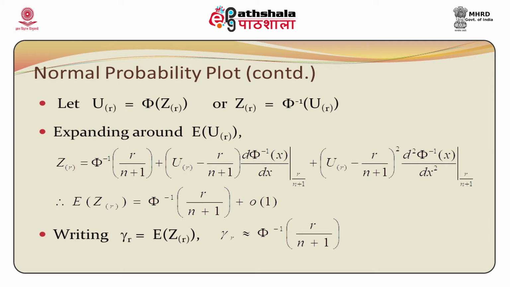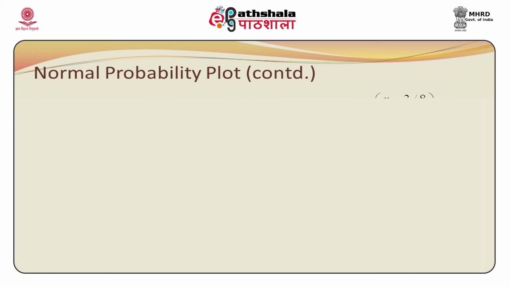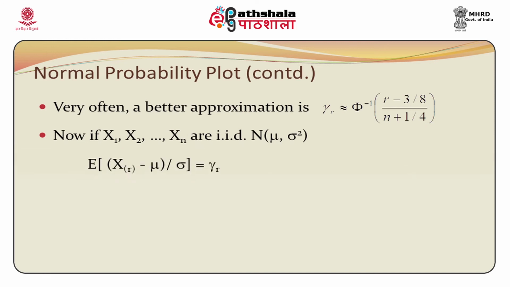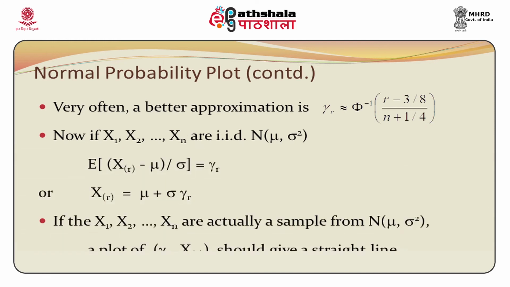Let us denote by gamma r the expected value of zr. So, we have gamma r approximately phi inverse r by n plus 1. There are other ways by which we can sometimes use a better approximation, where we take gamma r is equal to phi inverse of r minus 3/8 by n plus 1/4. But we will not go into the derivation of those. Let us keep things simple. So, gamma r is approximately phi inverse of r by n plus 1.